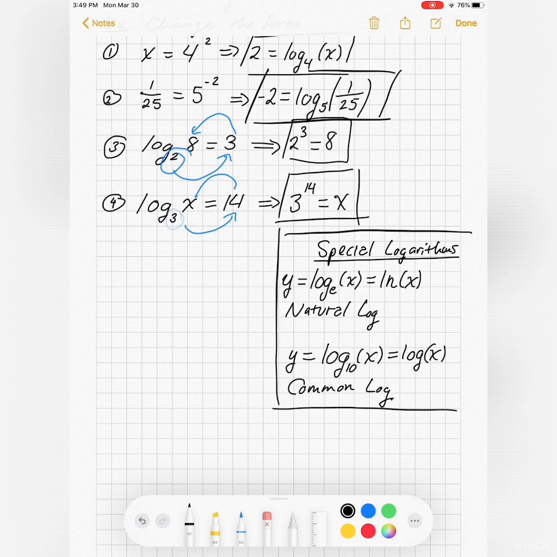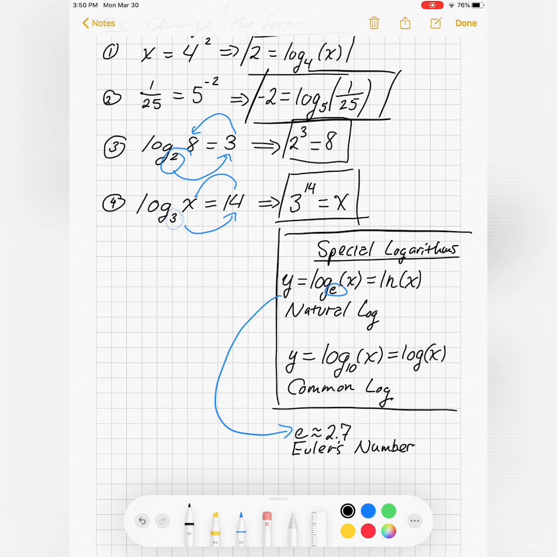So you'll remember from algebra, remember this e, what is that? That e is approximately 2.7. And that's just an irrational number. It's called Euler's number.